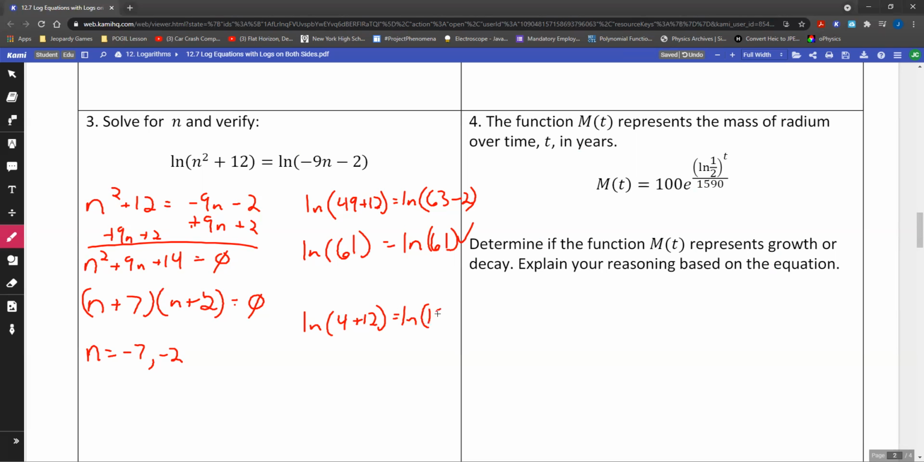for this one. And we end up getting ln of 16 equals ln of 16. So another correct solution.